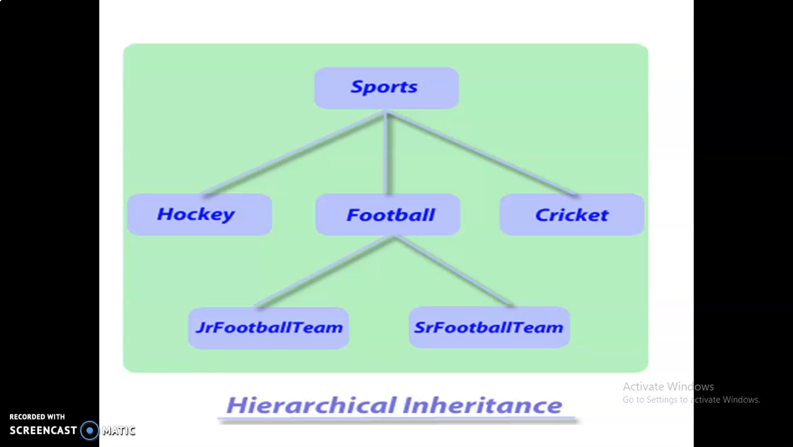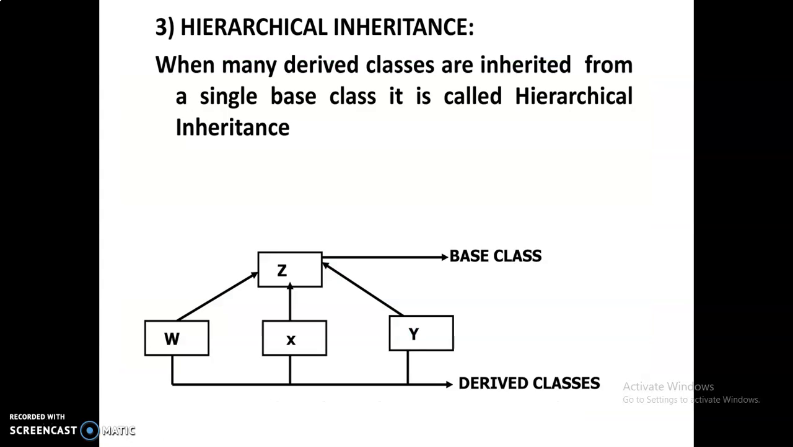Hierarchical classifications of students in a university. Another example could be the classification of accounts of a commercial bank. Here you can see in this picture, sport is the base class for the three derived classes, and then this derived class is the base class for another two derived classes. This is called hierarchical inheritance. When many derived classes are inherited from a single base class, it is called hierarchical inheritance.